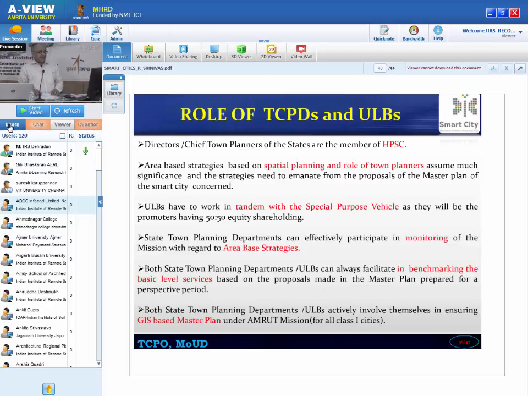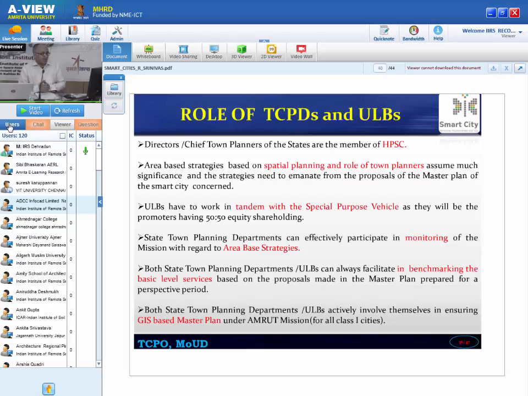And you see, area-based strategies are based on spatial planning, so the role of town planners assumes much significance, and strategies need to emanate from the proposal of the master plan of the smart city concerned. Whatever the master plan or statutory plan makes as proposal, how it can be dovetailed with the smart city proposals, only a town planner can tell. Personally, I view that a town planner can always contribute to the area-based strategies.